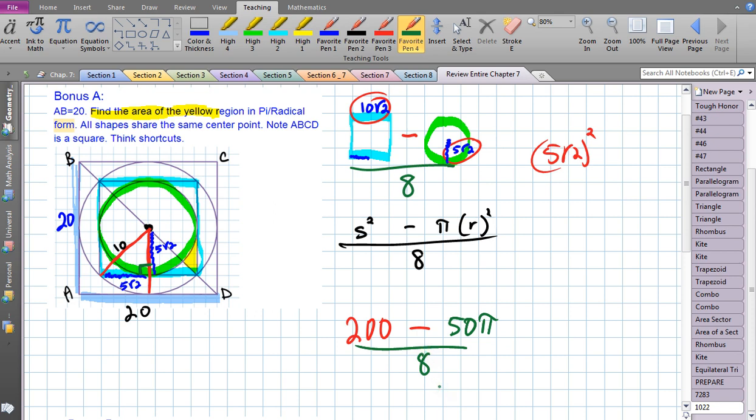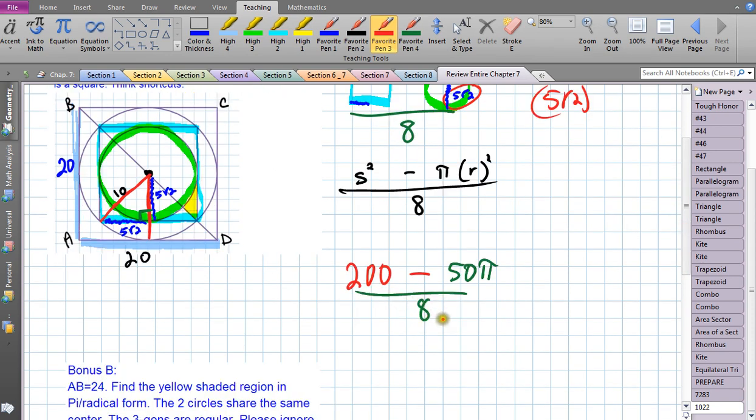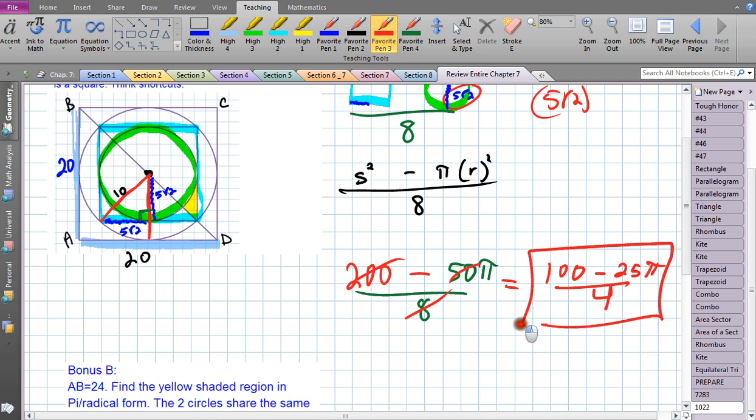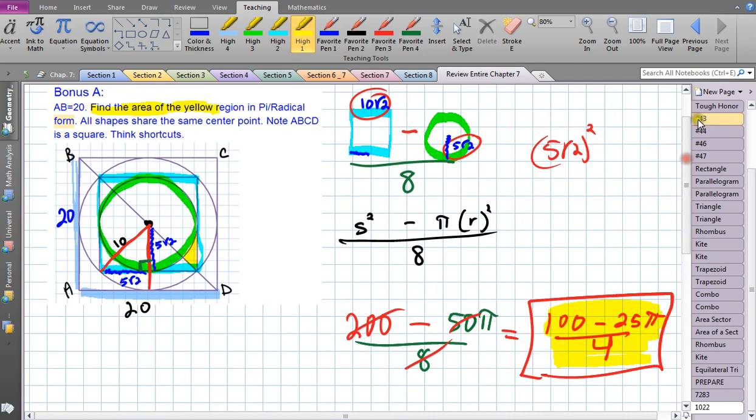So now we just have to divide it by 8 and see what happens. Well, 8 does go into 200 evenly. 8 doesn't go into 50 evenly. So what I'm going to do here is knock all these numbers in half and see if that helps a little bit. That's going to be 100 minus 25 pi all over 4. That's one acceptable answer here. That would represent, again, the shaded yellow region in our picture. Okay, hopefully that helped. Tough problem.